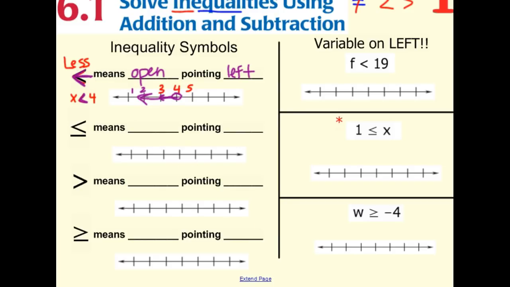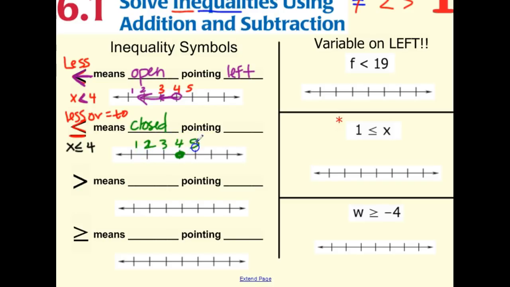So let's take a look at the next one. This one also makes an L for less than. So this is less than or equal to. And this one means, because we have the equal to, we could be exactly at that number. I'm going to use the same example here of x is less than or equal to 4. This means that we have a closed circle. What I mean by that is that it's filled in.